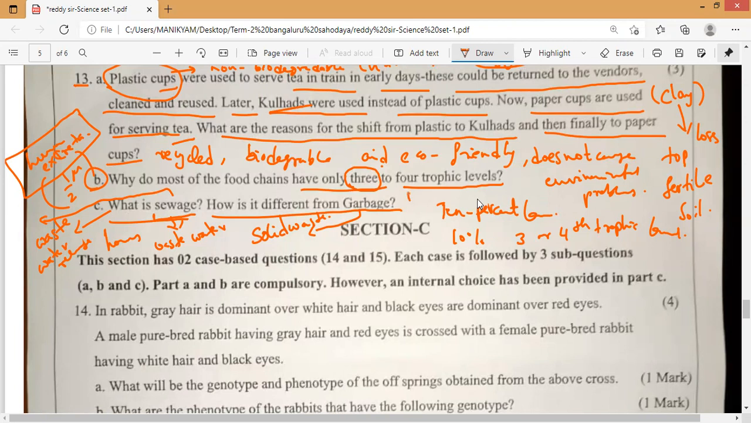So this is half mark plus half mark, you will get 1 mark. If you write what is sewage, you will get half mark. Different from garbage, you will write another half mark. So you have to write the difference. Sewage is a wastewater. It contains disease causing organisms and human excreta, and garbage is a solid waste. That is what I can suggest to you all. So this is all about it. Any doubt, anybody, you can ask me.